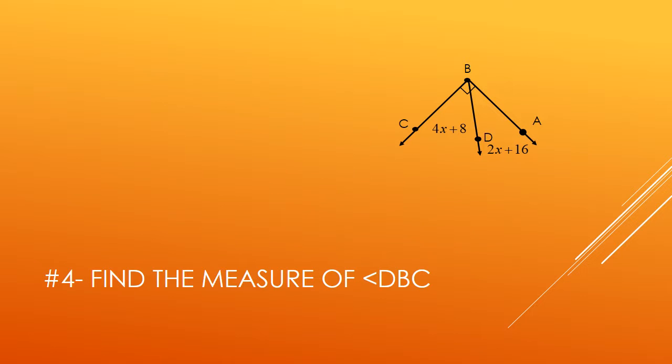Okay, number 4, find the measure of an angle. So it's asking you for the measure in this problem, we're asking for DBC. So in your problem as well, it's asking for a part of it. And we don't know the measure of this. We don't know the measure of this angle either. But we do know that this entire angle here, ABC, we know it's a right angle, so that means that ABC equals 90 degrees.